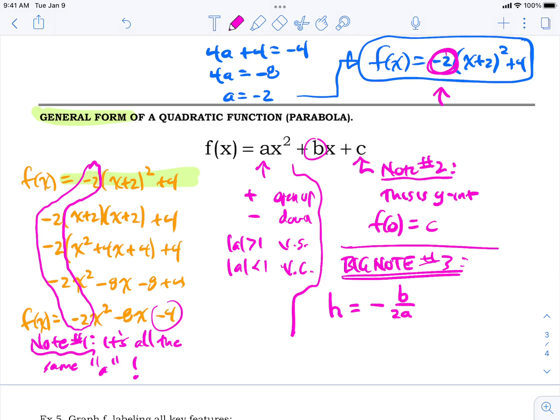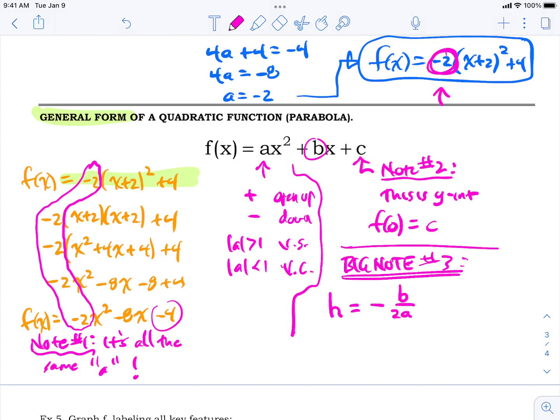And I could show you where that comes from. It comes from a process called completing the square. It's in the book. So if you're interested, you can look in the book. But I'd rather just work with it for now. So just take this as received wisdom, I guess.